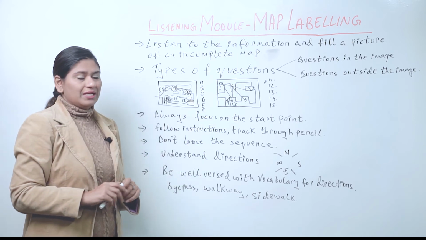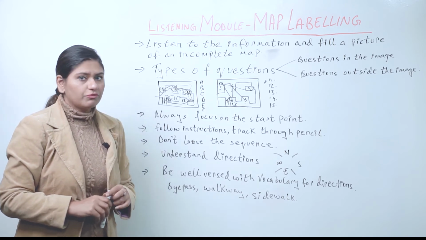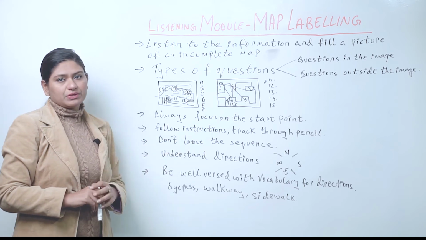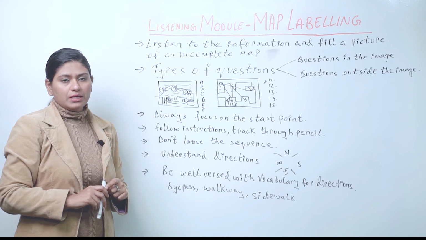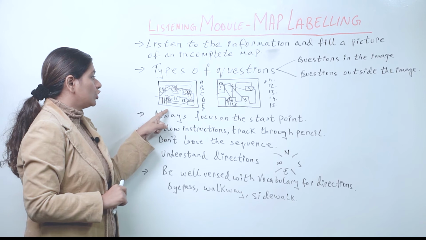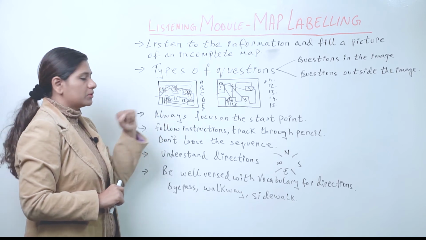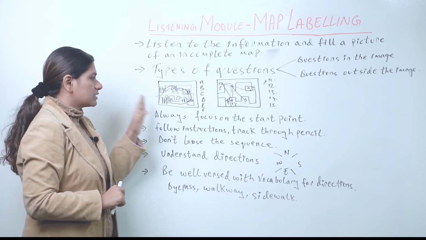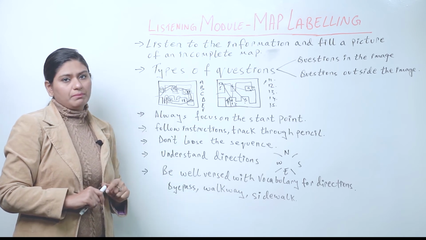Understand directions. Now when we are talking about map labeling, it is very important for you to understand the directions, because if you are clueless about the directions, many a time you will not be able to figure out the answers if they are talking about the directions. If they say then going towards the north of it, and you don't know where the north is, you will not be able to understand where you have to go in this map. So it's always important to understand the directions before attempting the map labeling.